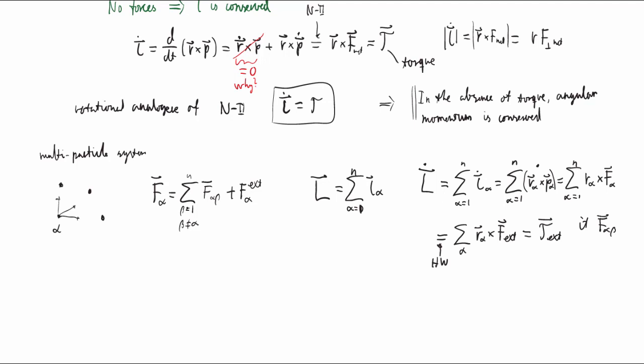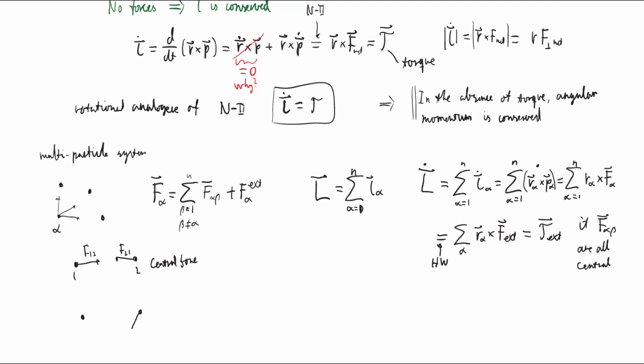and that is if F alpha beta are all central. So by a central force, I mean a force that's acting on two particles along the direction separating the two particles. So if we have a particle here and a particle there, particle 1, particle 2, this F12, F21, that's a central force.